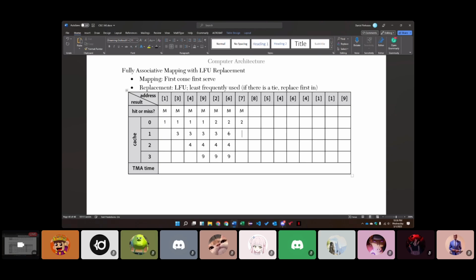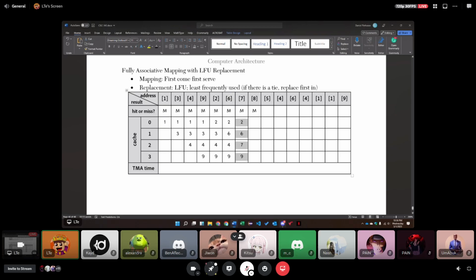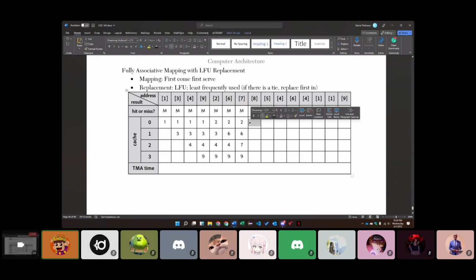Seven is a miss. And why did it replace 4? Because 2, 6, 4, and 9 were only used once each. Alright. 8 is a miss. 2, 6, 7, 9 were all used once each. It replaces 9. Why? Because 9 was the next first in. Replace these 3, 9 is next.